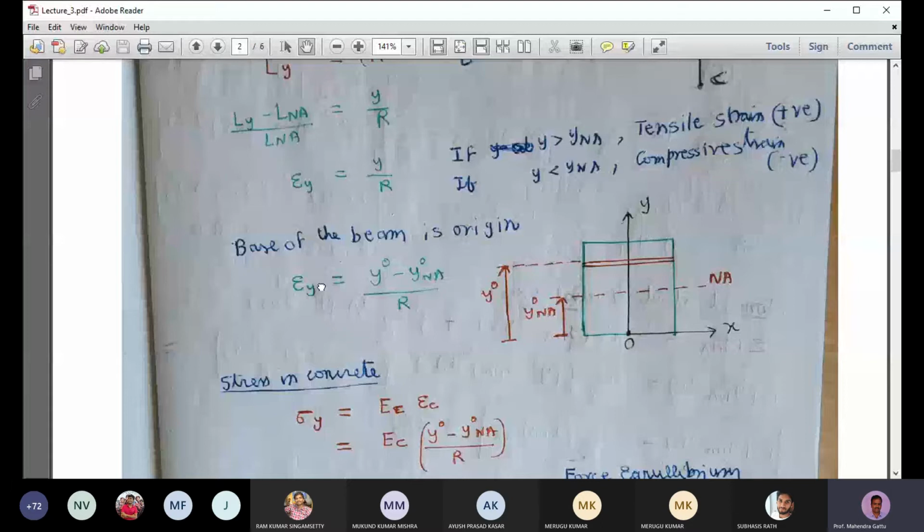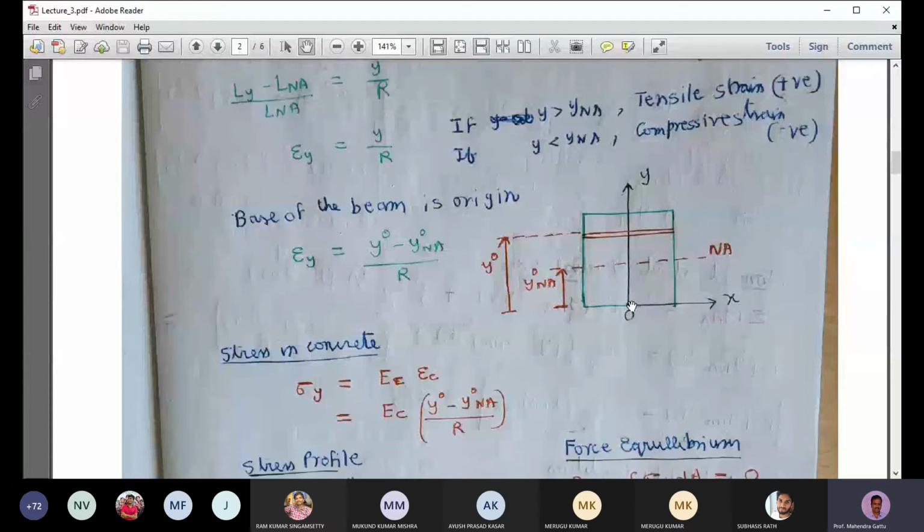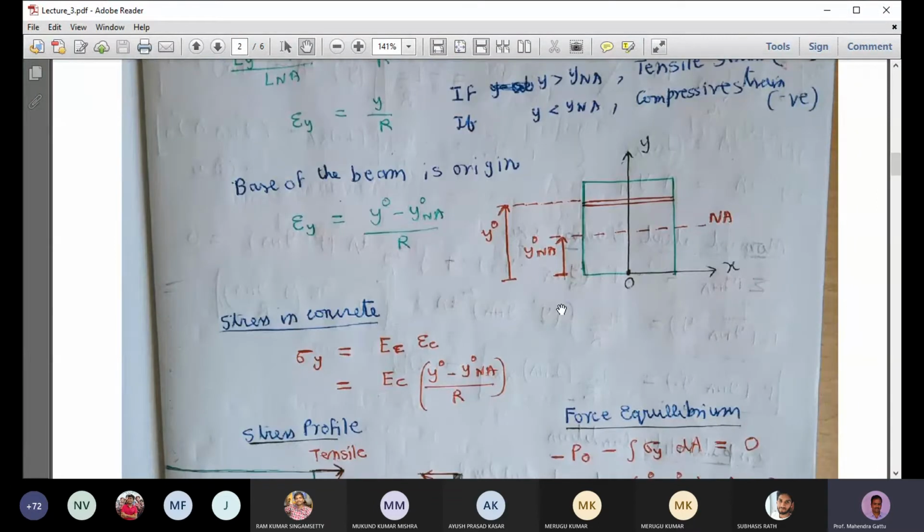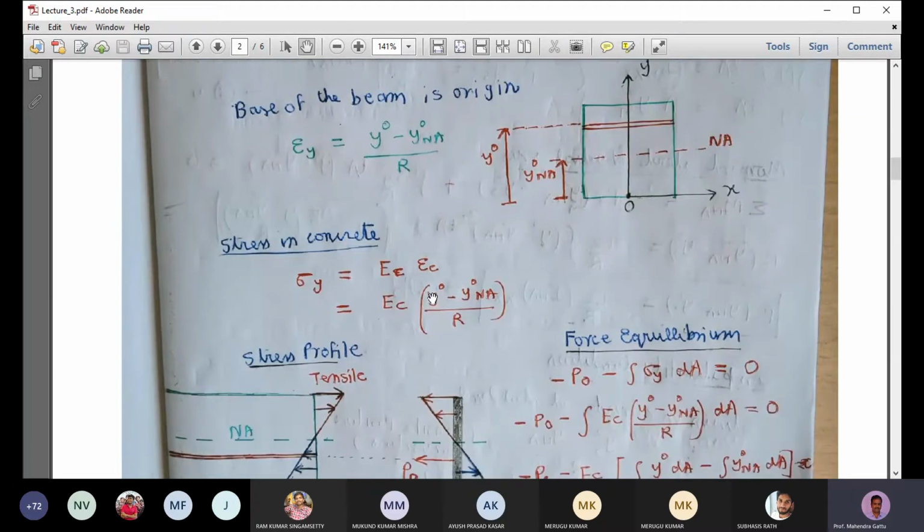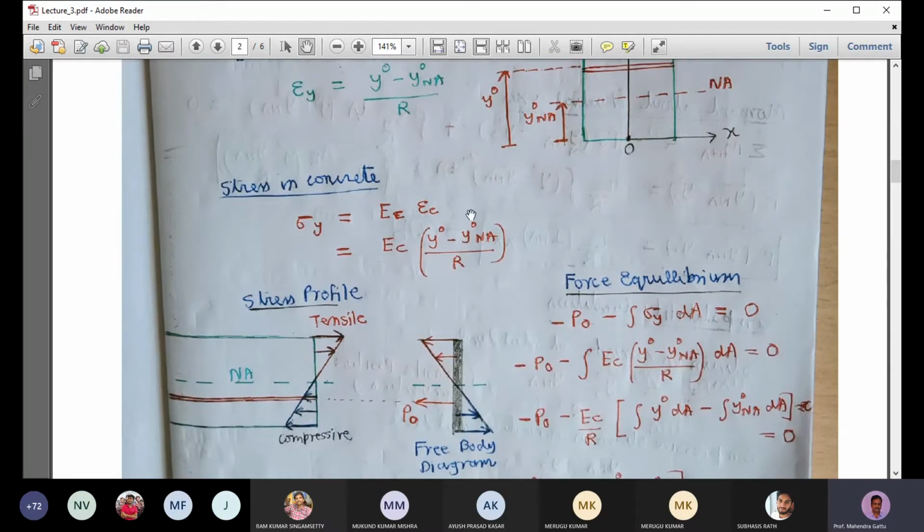This is the strain when you take the origin at the base. If you take the origin at the neutral axis, then it will be y by R. For this case, I'm using (y naught minus y naught NA) by R with respect to the base. Maybe there is a simpler way to do what I'm doing right now, and if I get some ideas, I'll tell you later. For now, we'll proceed with this. So now we have found the strain values. It is (y naught minus y NA) by R.